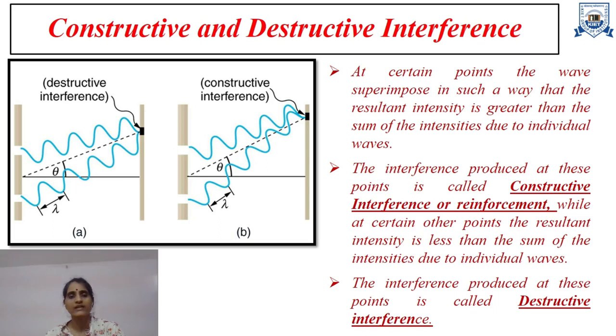On the other hand, in diagram B, we see that at the meeting point the crest and crest of both waves meet together in such a way that the resultant intensity is greater than the sum of intensities due to the individual waves. So when the waves interfere in such a way, it gives rise to a constructive interference pattern.